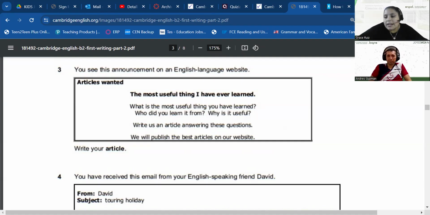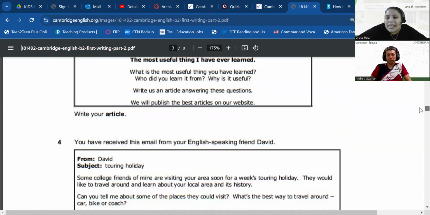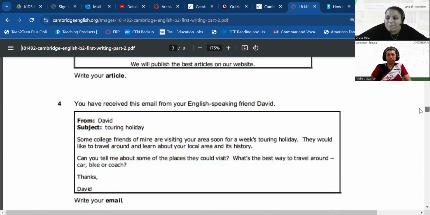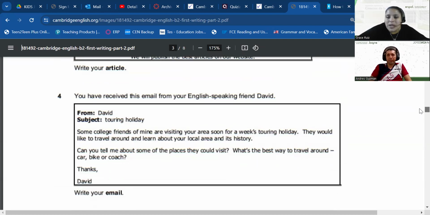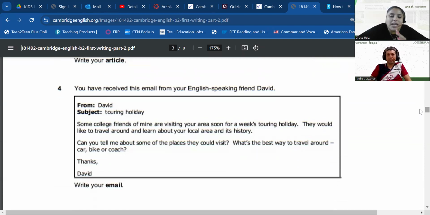So again, you will need to know the structure of an article and make sure that you're using the correct register. They are very big on register. If you're not using the register that's correct for that kind of topic and that kind of audience, they're not going to let it slip by. You have to hit the register right on in order to get a good mark in this area.